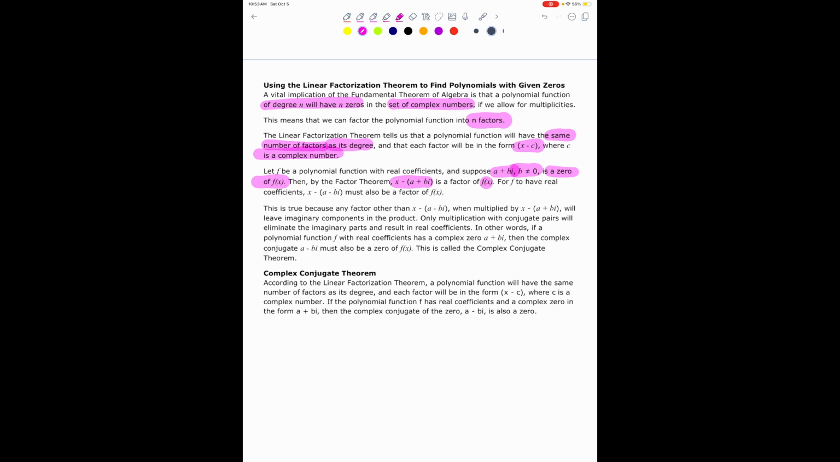For f to have real coefficients, the conjugate of that number must be a factor as well. The conjugate, x minus (a minus bi), where b is not equal to 0, has to be another factor. So when you have a complex number as a 0, the conjugate of that complex number has to be a 0 as well.